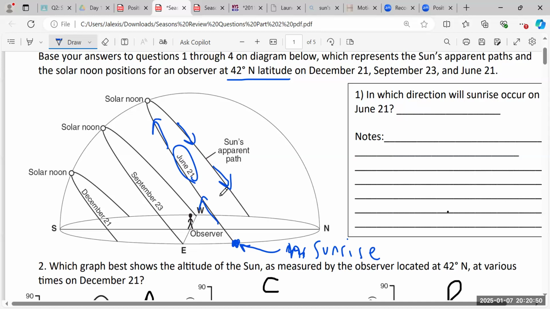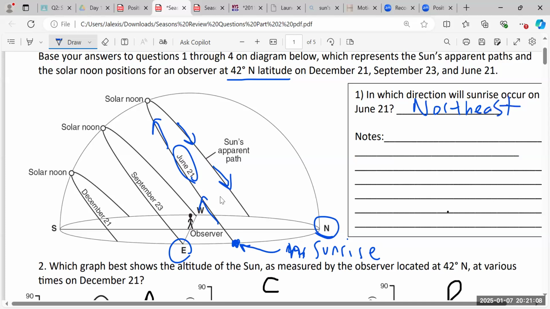And what do I know? This point is between N and E. So therefore, which direction will the sunrise occur on June 21st? If it's between north and east, it will be northeast.